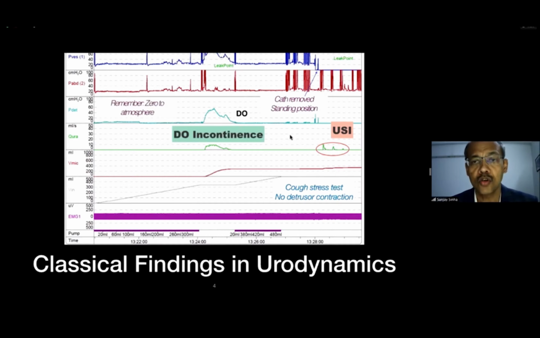Remember, you must zero your transducers during the test to the atmosphere, not to the patient. Now you might ask, how does it matter? Because ultimately P det is the subtracted value. But if you are looking at the leak point pressure, your leak point pressure will be underestimated if you have not zeroed to the atmosphere. So remember, zeroing of the transducers has to be to the atmosphere. So when you start the trace, the test, there will be some finite value of P abdomen and P vesicle, and they should subtract well on the P det line.